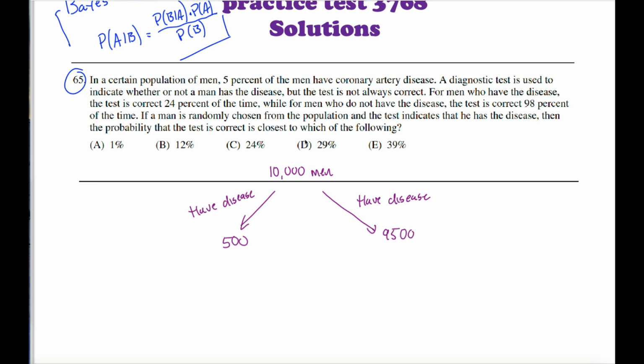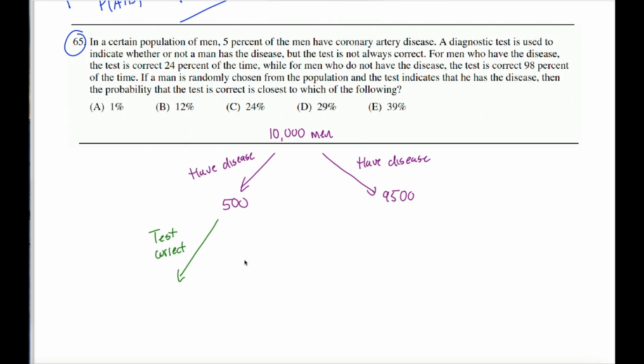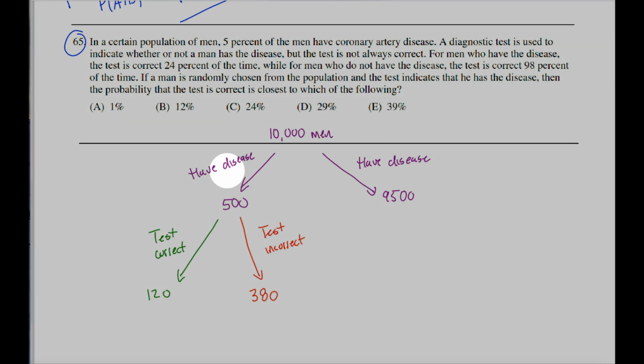For the men that have the disease, the test is right 24% of the time. So if I had 100 men, 24% would be 24, but I have 500 men, so I need 5 times 24. In other words, 120 men over here. 120 of these 500 men went over here, so the remaining 380 must be over here. Of the 9,500, it looks like I wrote have disease, have disease. Sorry, I meant to write don't have the disease over here.